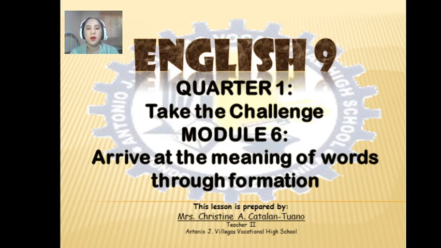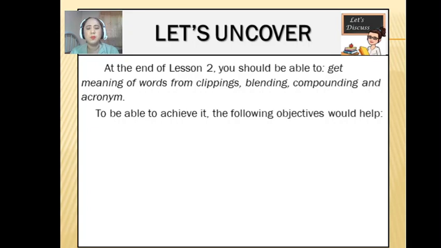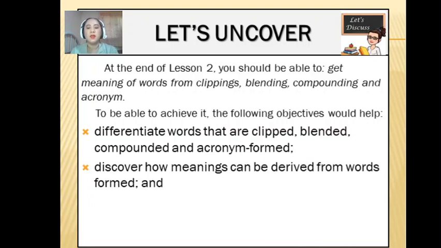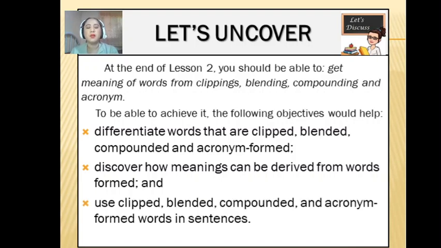We are now with the last part, Lesson 2 of Module 6, which is all about arriving at the meaning of words through formation. At the end of Lesson 2, you should be able to get the meaning of words through clipping, blending, compounding, and acronym. To achieve it, the following objectives would help. First, differentiate words that are clipped, blended, compounded, and acronym form. Next, discover how meanings can be derived from words formed. And last, use clipped, blended, compounded, and acronym form words in sentences.